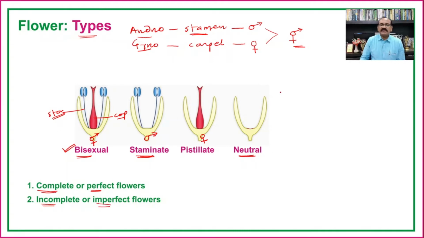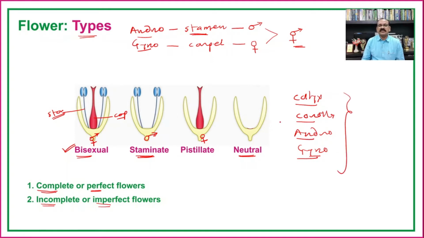Even the flowers are considered as complete or perfect flowers, or incomplete or imperfect flowers. As we have seen in the flower, there are the different floral whorls, that is calyx, then corolla, then androecium and gynoecium. So, if in a flower there is a presence of all these floral whorls, then it is known as a complete or perfect flower, and if one of the whorls is found to be absent in the flower, then it is known as an incomplete or imperfect flower.